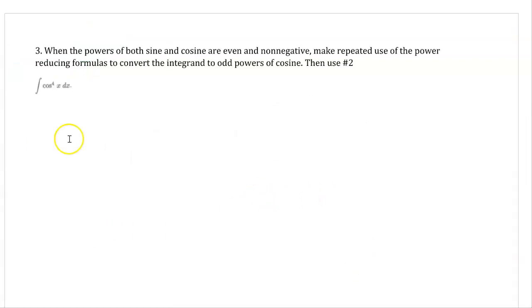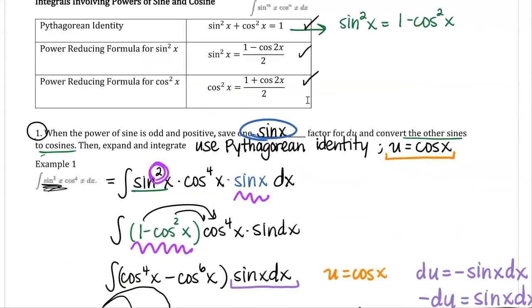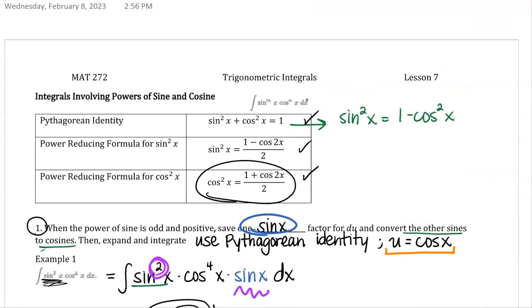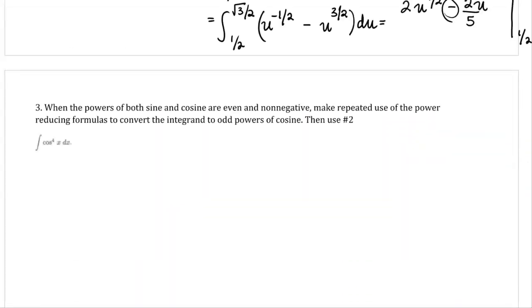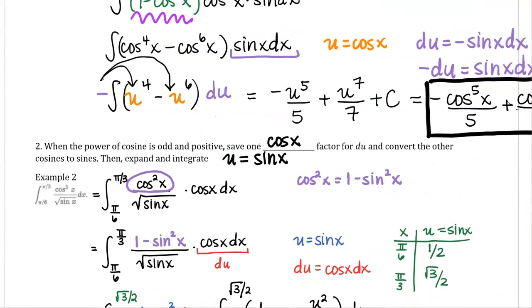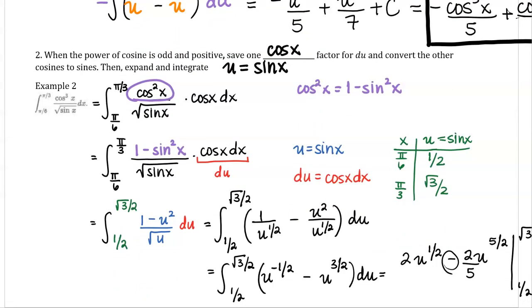So when sine and cosine exponents are both even and non-negative, and the exponent on sine here is even because sine has an exponent of 0 on it, and 0 is an even number, and that is not negative, what we're going to do is make repeated use of the power reducing formula. So we're going to be using this formula here to integrate that. Then if we need to, we will be using number 2 if the power for one of our cosines turns odd.